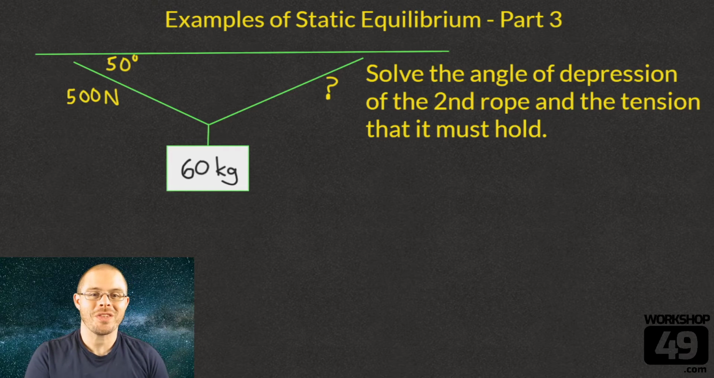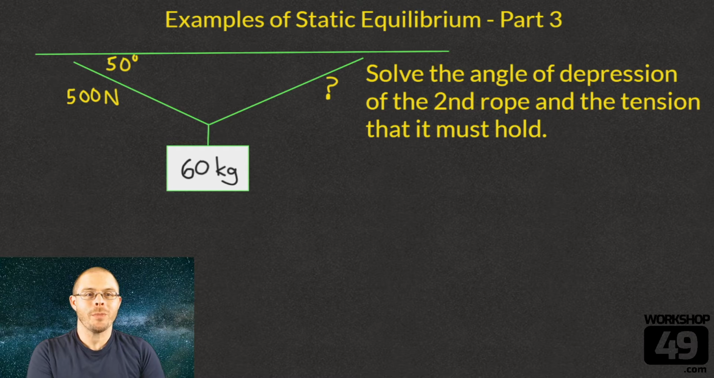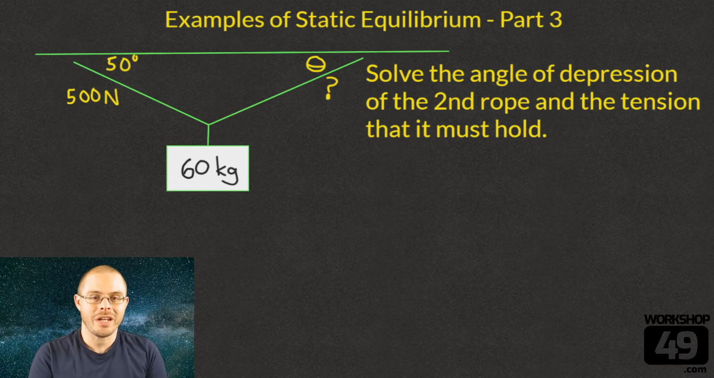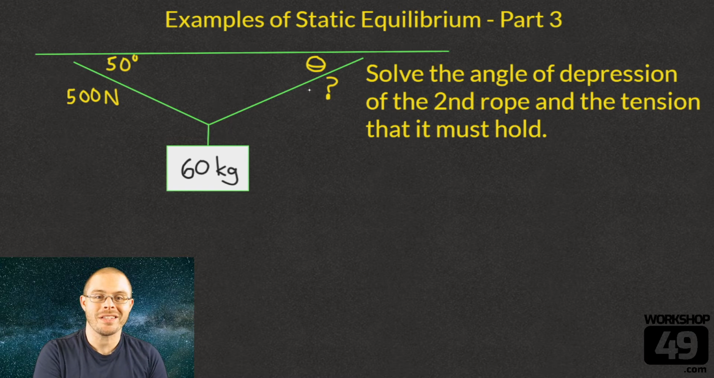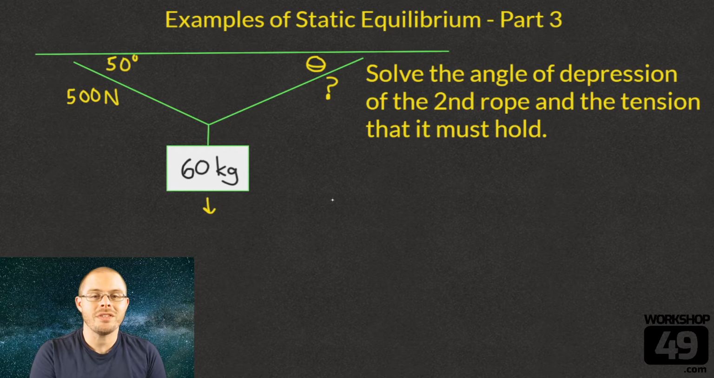Hey everyone, welcome to the third example of static equilibrium. In this problem we are going to be solving the angle of depression of a second rope and the tension that it must hold to keep this 60 kilogram block in place. We know the downward force of the 60 kilogram block and we need to hold it up.